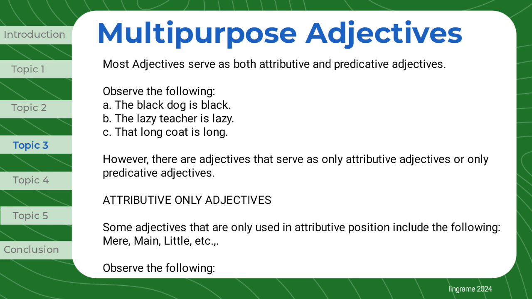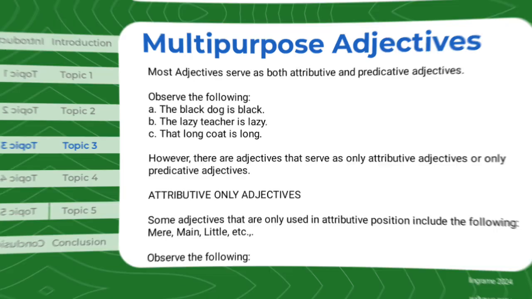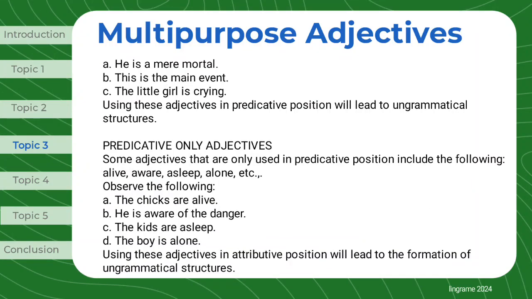However, there are adjectives that serve as only attributive adjectives or only predicative adjectives. Attributive-only adjectives. Some adjectives that are only used in attributive position include the following: mere, main, little, etc. Observe the following: He is a mere mortal. This is the main event. The little girl is crying. Using these adjectives in predicative position will lead to ungrammatical structures.